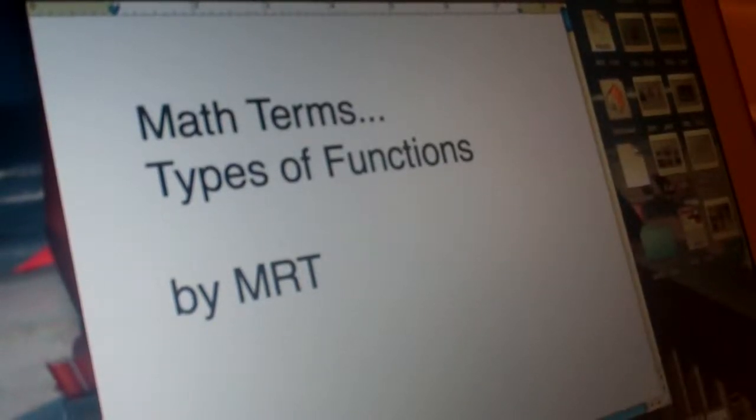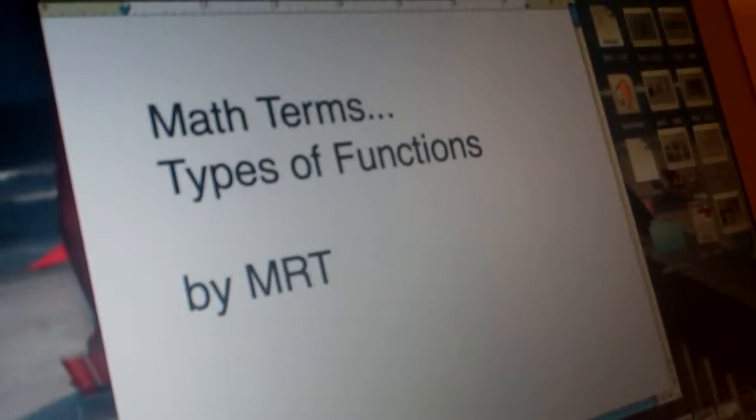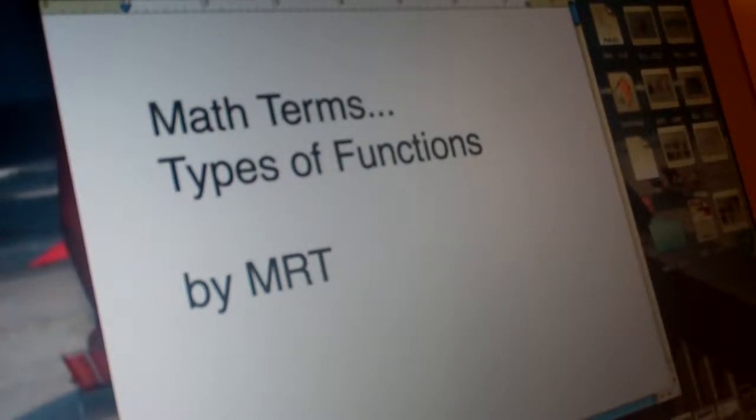Math terms. Types of functions. Alright, so there's absolute value, piecewise, step, linear, discontinuous, and constant. All of these functions do different things, so just take a second and I'll teach you something.